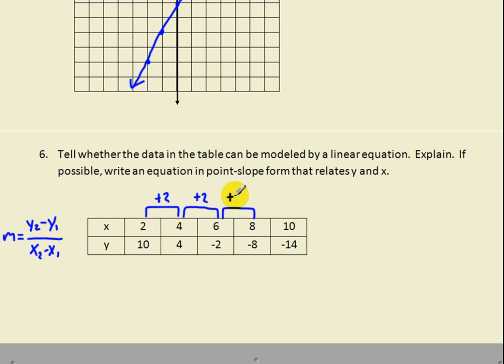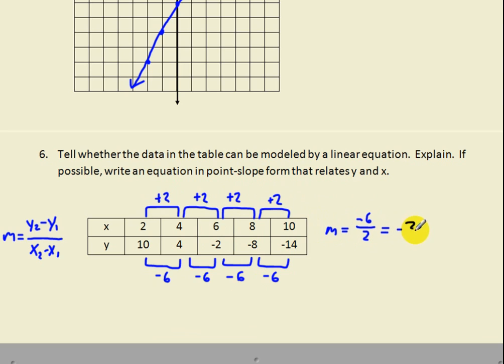And be careful with this, because this isn't always going to work out that the input or the x values increase by the same amount each time. So we need to look at each successive pair of values here. So now our change in y, going from 10 to 4, we're going down by 6. From 4 to -2, going down by 6. -2 to -8, going down by 6. And -8 to -14, going down by 6. So we have a constant rate of change. -6 over 2, -6 over 2, -6 over 2, -6 over 2. So our slope is equal to -6 over 2, or in other words, -3.